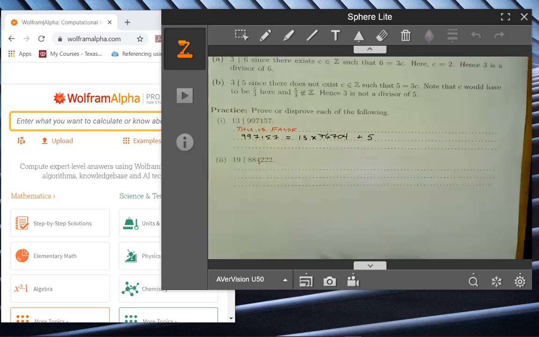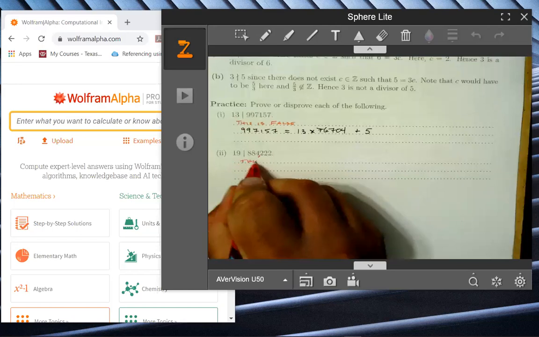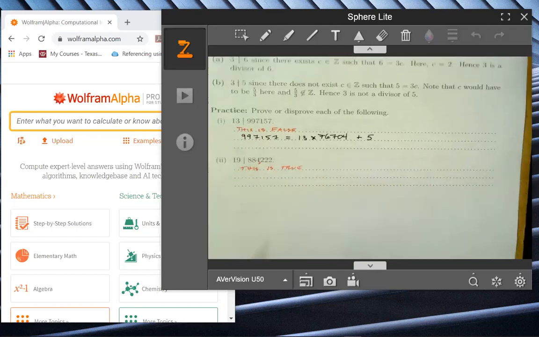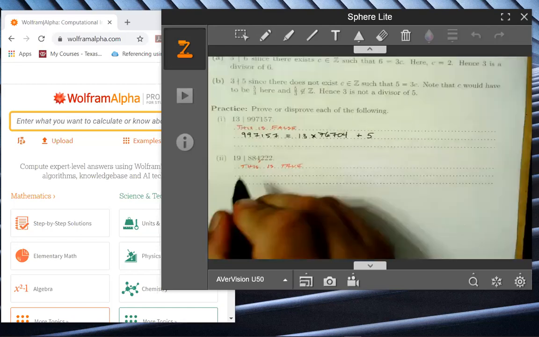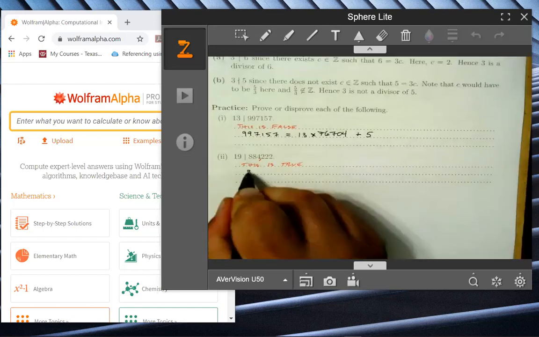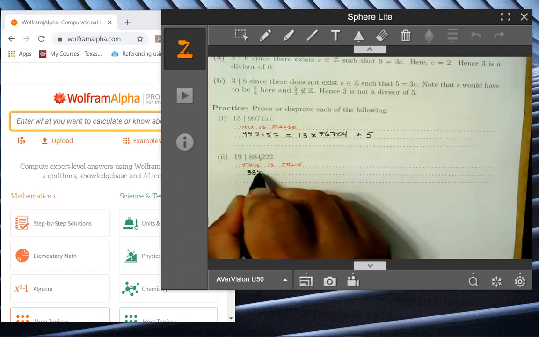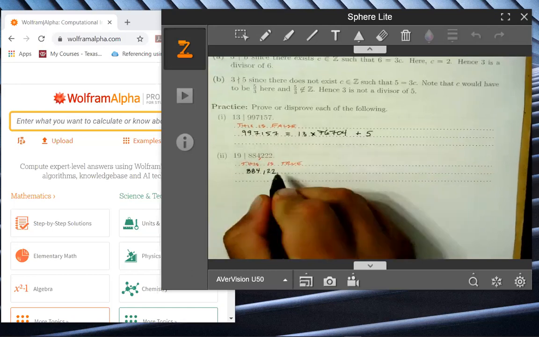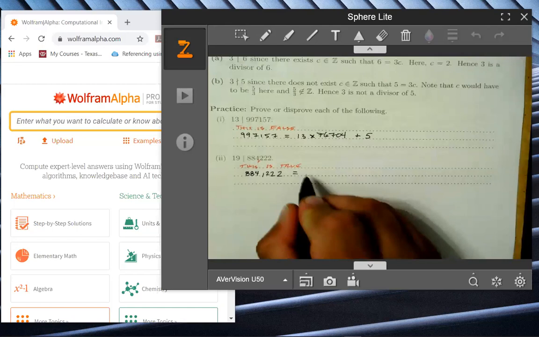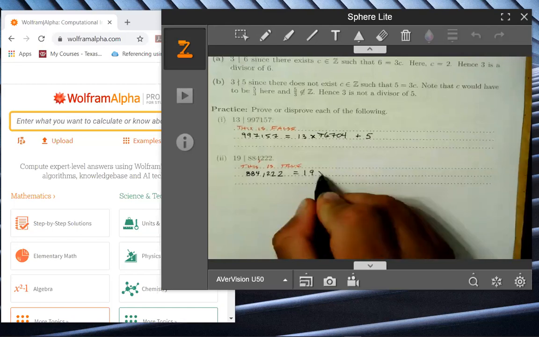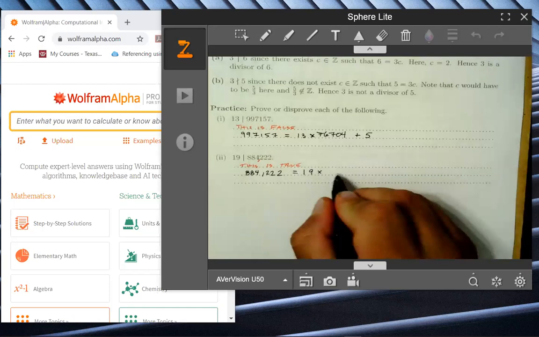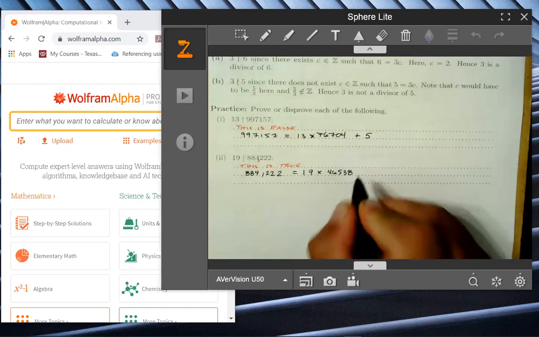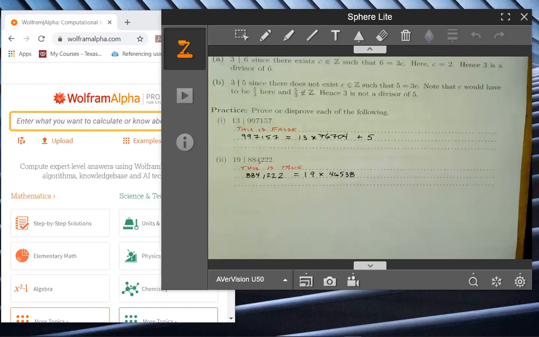And so we say that this is true. The reason for it is that 884,222 is equal to 19 times 46,538. So, pretty straightforward for these divisibilities. And if you need more practice, feel free to reach out.